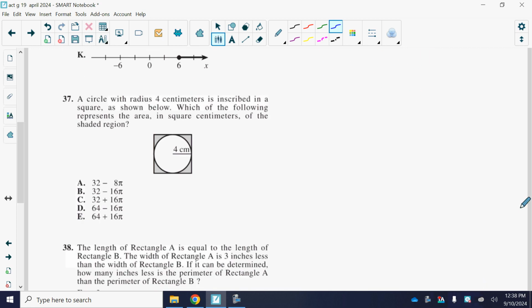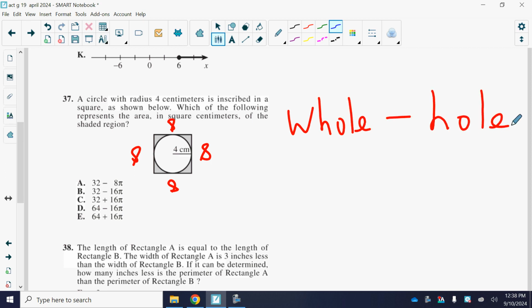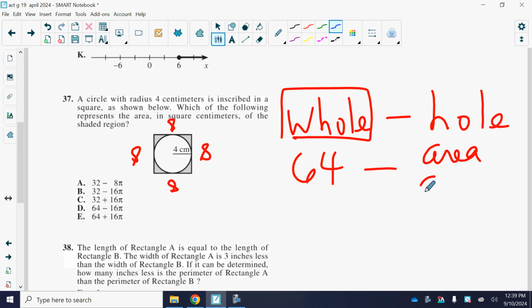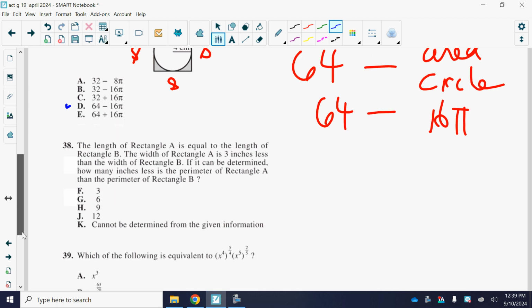Classic problem, careful. The square side is not 4, it's 8. So it's the whole area of the entire thing minus the donut hole, a classic math problem. So that shaded region right here is the whole area, 8 by 8, minus the area of the circle, which will give you 16 pi if you put the radius of 4. So the answer there is D, 64 minus 16 pi.